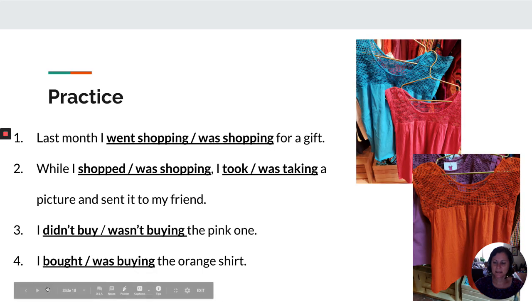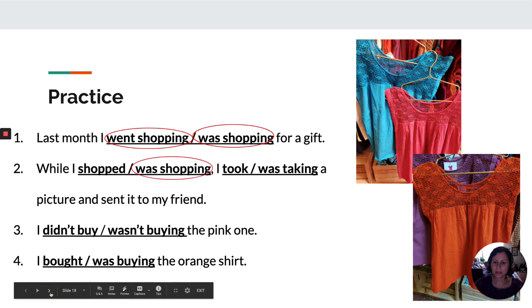Let's practice. Last month I went shopping or was shopping for a gift. Here you could use both. You could say it's a completed action, or if you want to emphasize the duration, you could use the progressive. While I shopped or was shopping, I took or was taking a picture.